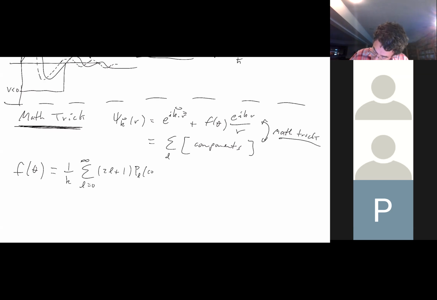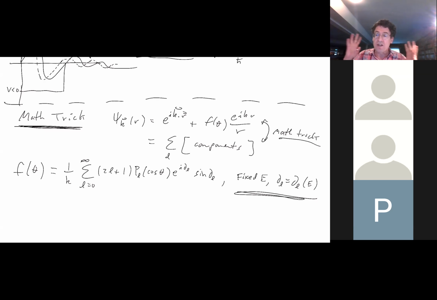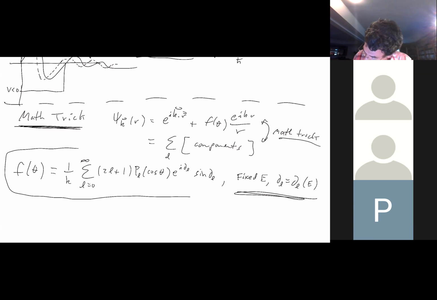And we derived this formula: e to the i delta L sine delta L. And I just want you to know that this is at fixed energy, and so delta L is a function of energy. I just want you to keep remembering that we're talking about the scattering at one particular energy. The energy is well defined. So this is the most important result for a partial wave.